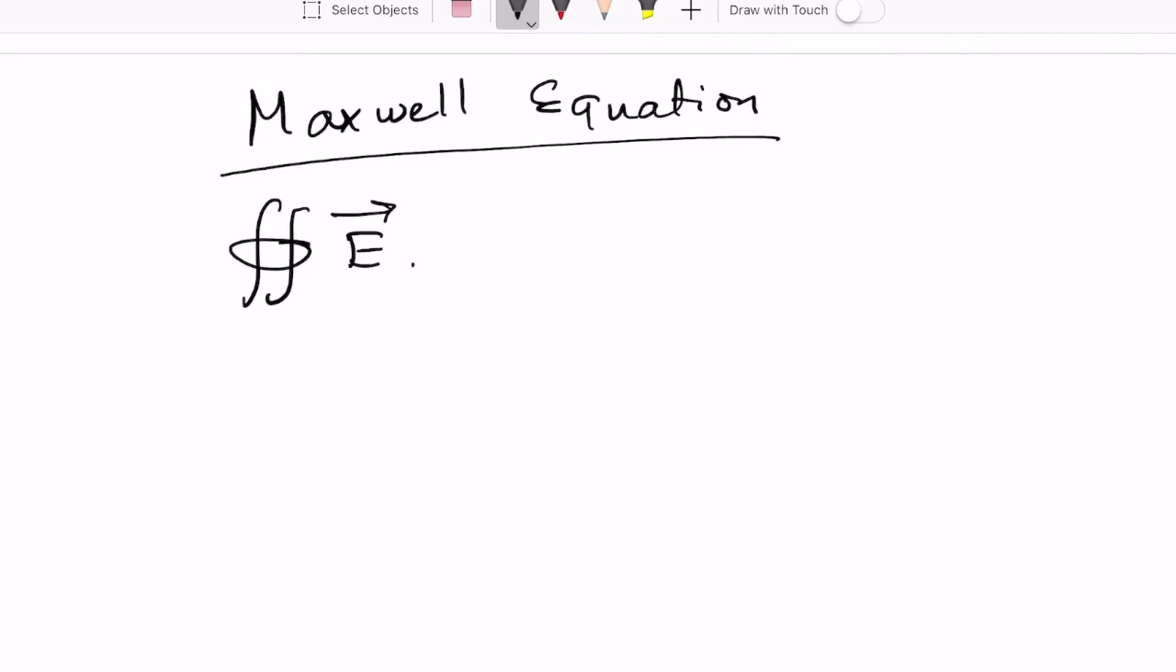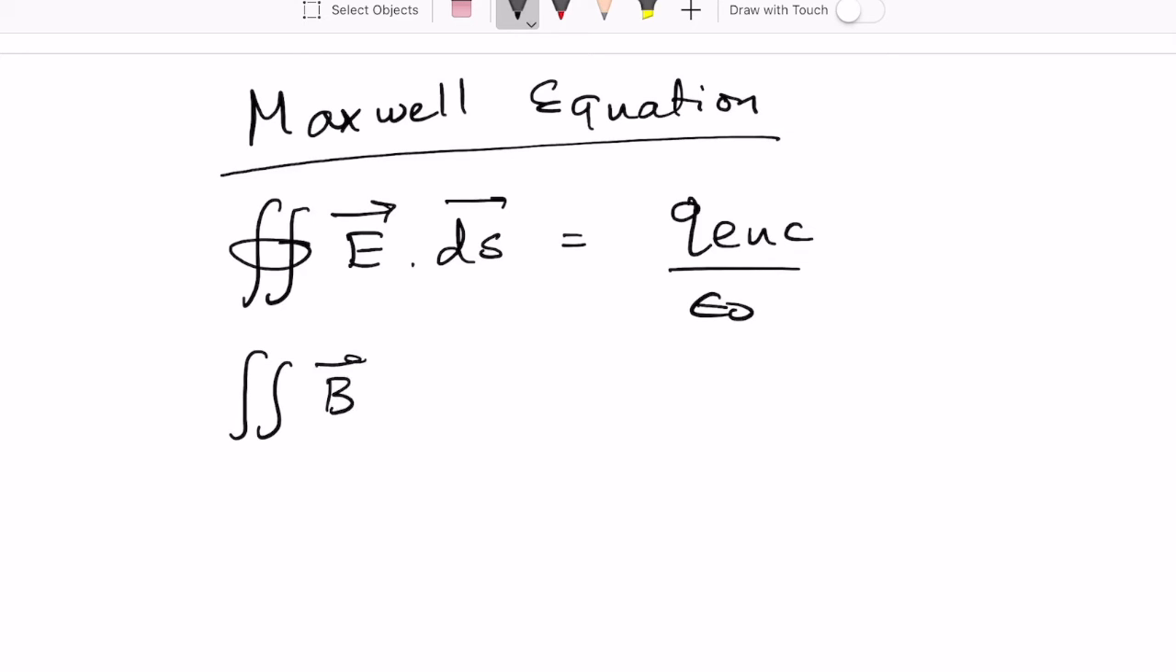So E dot dA or ds, I've forgotten which I've been using, I think I've been doing E dot dA. I'll just follow what's on the slide. So E dot ds is equal to Q enclosed divided by epsilon 0. So this is Gauss's law for electricity. Surface integral of the magnetic field over a closed surface is equal to 0.